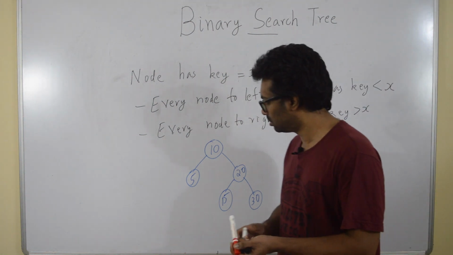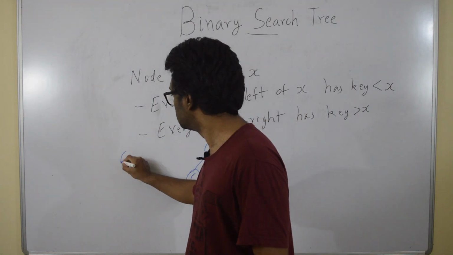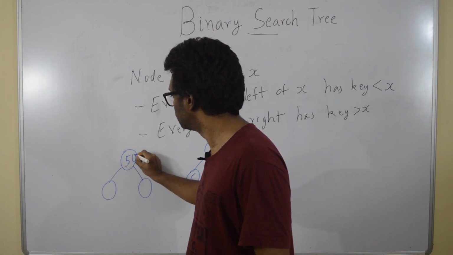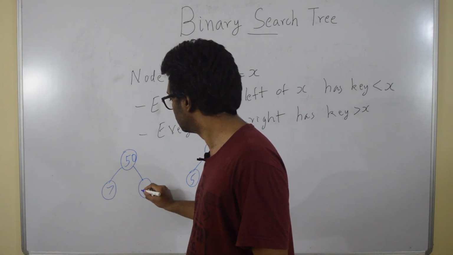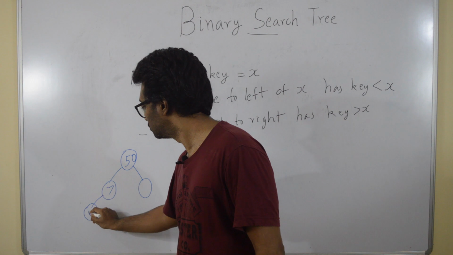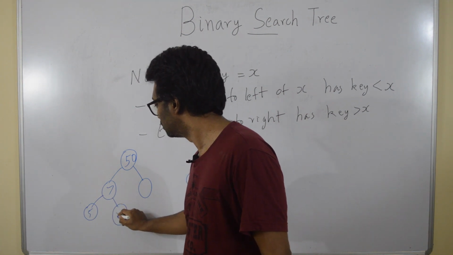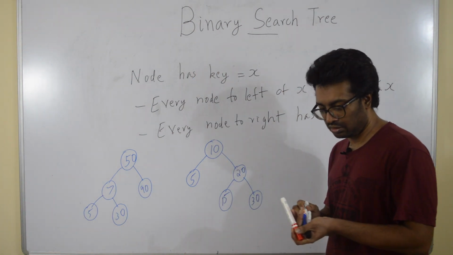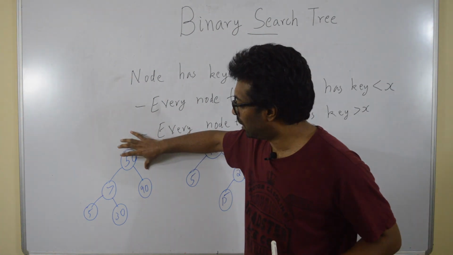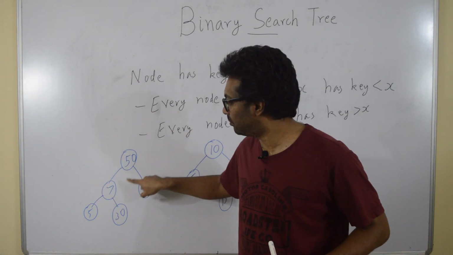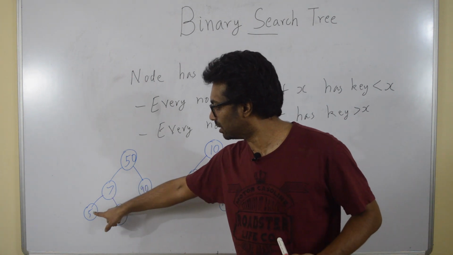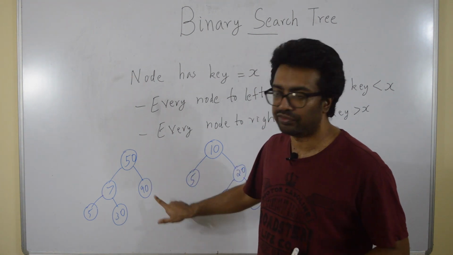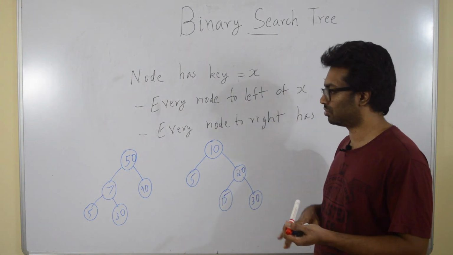Let's look at another example. Again, this is another binary search tree. Look at 50. Every node to the left of 50 has to be less than 50. It's correct. Every node to the left of 7 has to be less than 7. Correct. Every node to the right of 7 has to be greater than 7. Correct. Every node to the right of 50 has to be greater than 50. That's all correct.